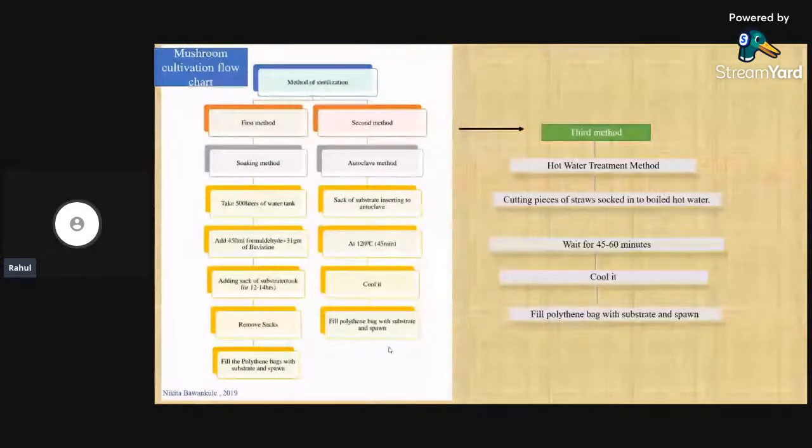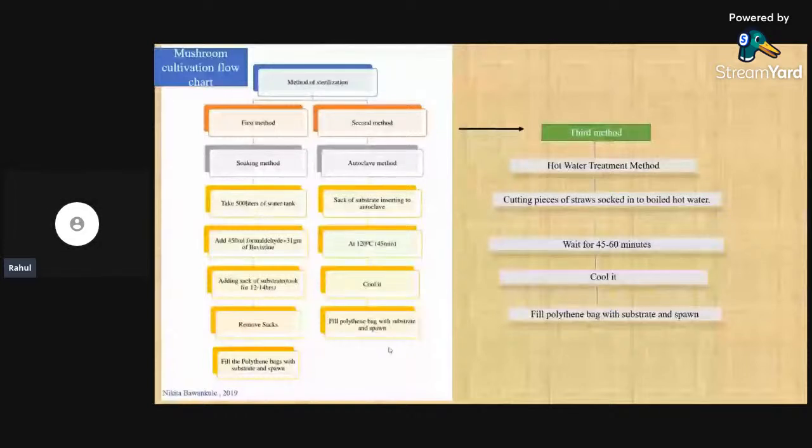For the soaking method, in a 100 liter water tank, add 450 ml of formaldehyde with 31 gram of bavistin. Add the chopped substrate and soak it for 12 to 14 hours. Remove the substrate, then fill the polythene bag with substrate and spawn. Now the second method is the autoclave method. The cut straw substrate is packed in polythene bags and autoclaved at 121 degrees centigrade at 15 psi, cooled to room temperature, and the polythene bags are filled with substrate and spawn.